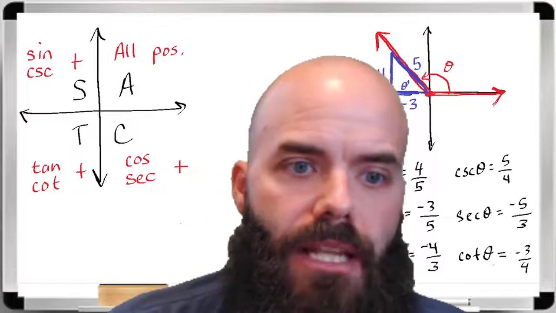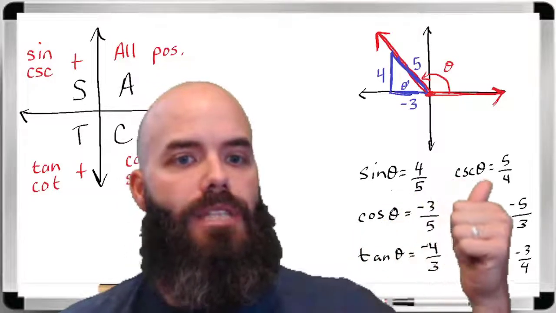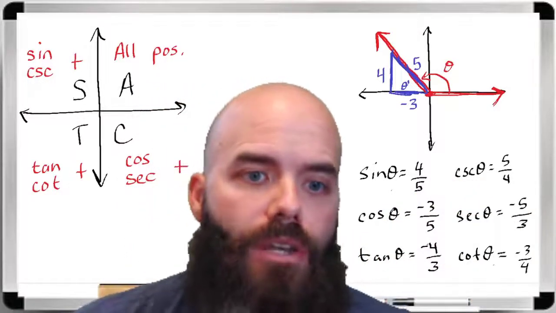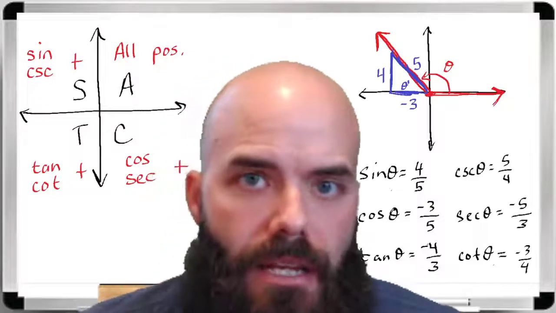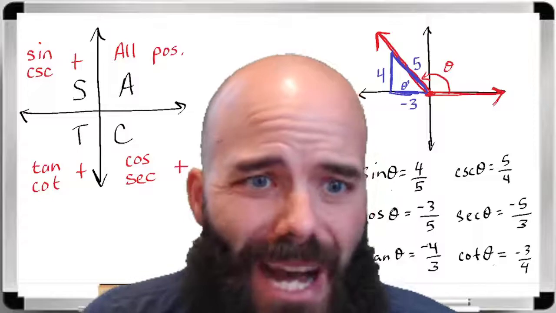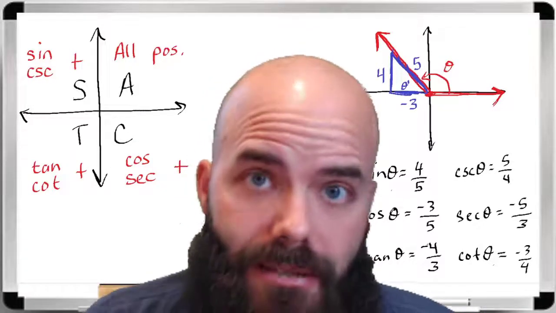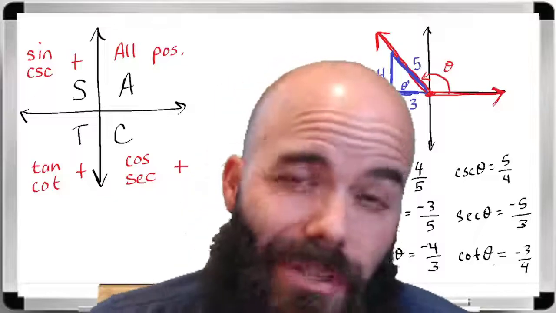So that's what that means. And now that corresponds with this. Sine, cosecant are positive. All the others are negative. And if you go full circle, that's why I kept the side of my triangle labeled -3, and that way I don't mess up. I hope this video helped.